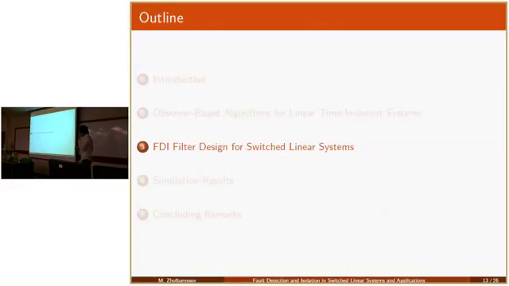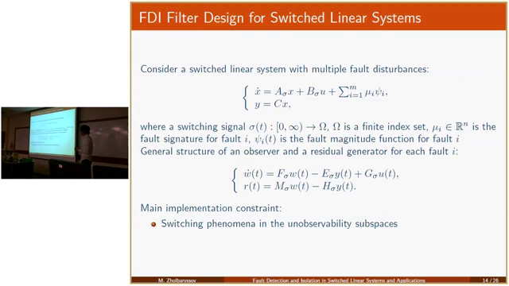And in the next part of my presentation, I will tailor these ideas to the switched linear case. Consider a switched linear system, which is a family of linear individual subsystems with multiple fault disturbances. The general structure of an observer and a residual generator is similar to what we have in the linear case. The problem here is that because of the switching matrices A and B, our observer matrices also switch.